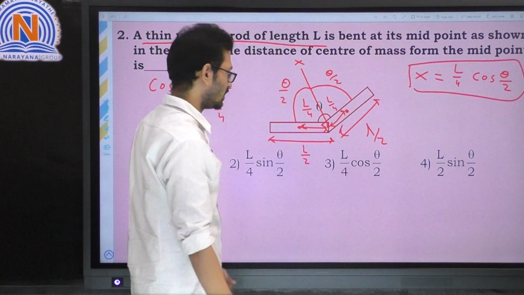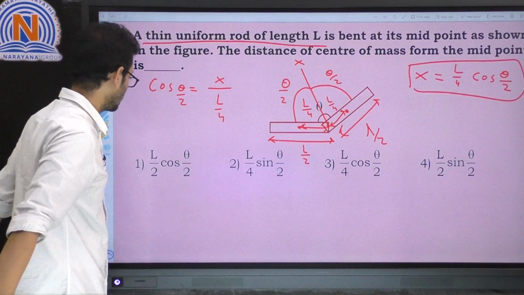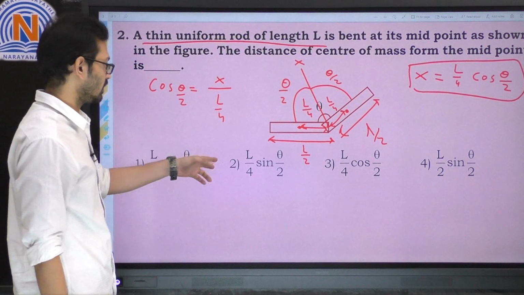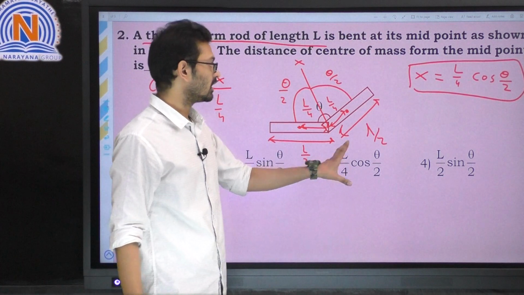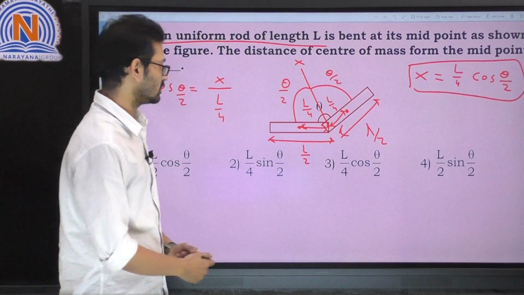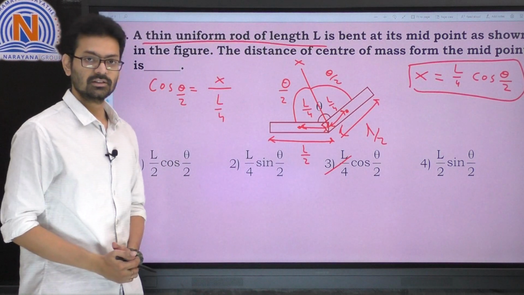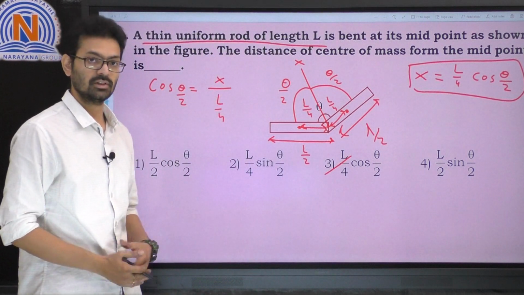So what is the answer over here? L by 2 cos theta by 2, which is option? No, it's L by 4. L by 4 side. Yeah, option 3. Your answer is option 3. Right? I hope this is helpful. Let us go for the next question.